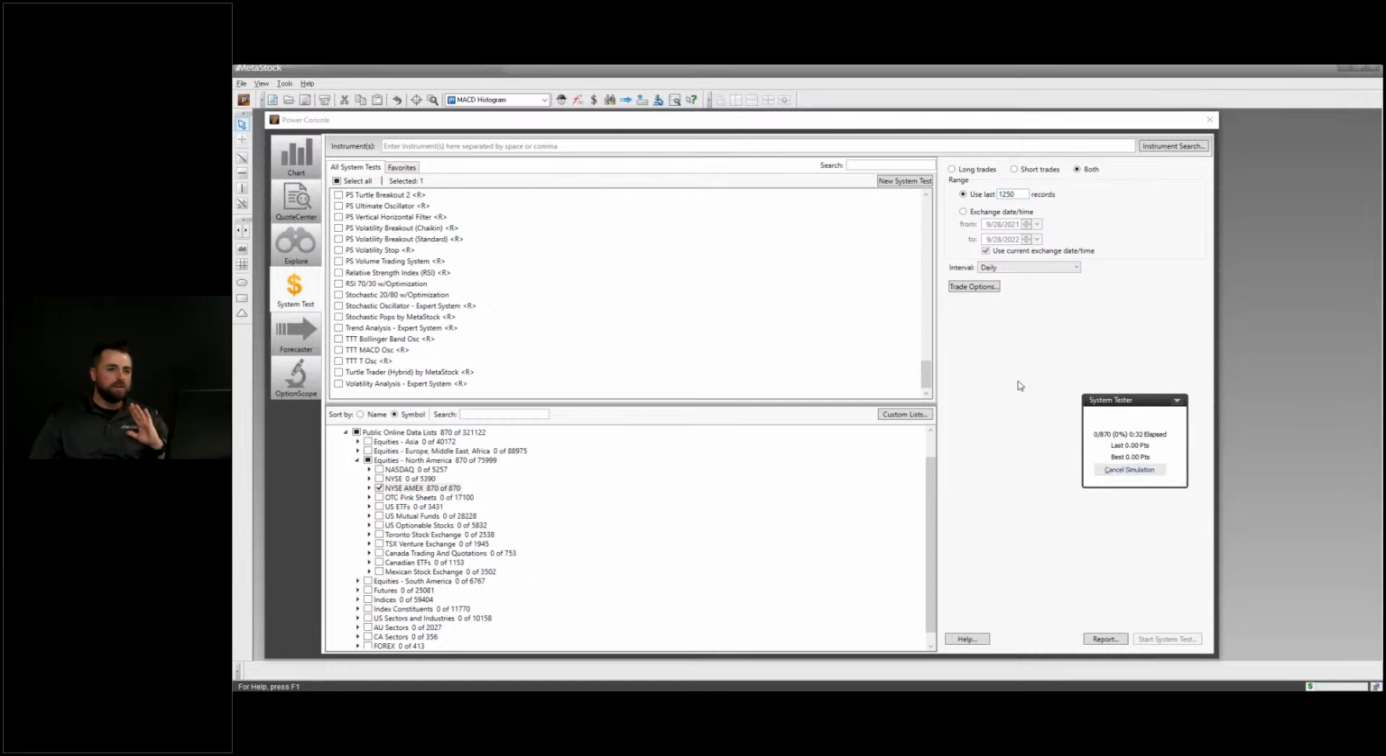It can do hundreds or thousands very quickly. So as soon as that kicks on, that's going to start going through pretty fast. And as soon as that's done, it's going to pop up a list of results, and then I'm going to go ahead and do a demonstration inside of the system tester to show you all the different fields that you can look at in there.